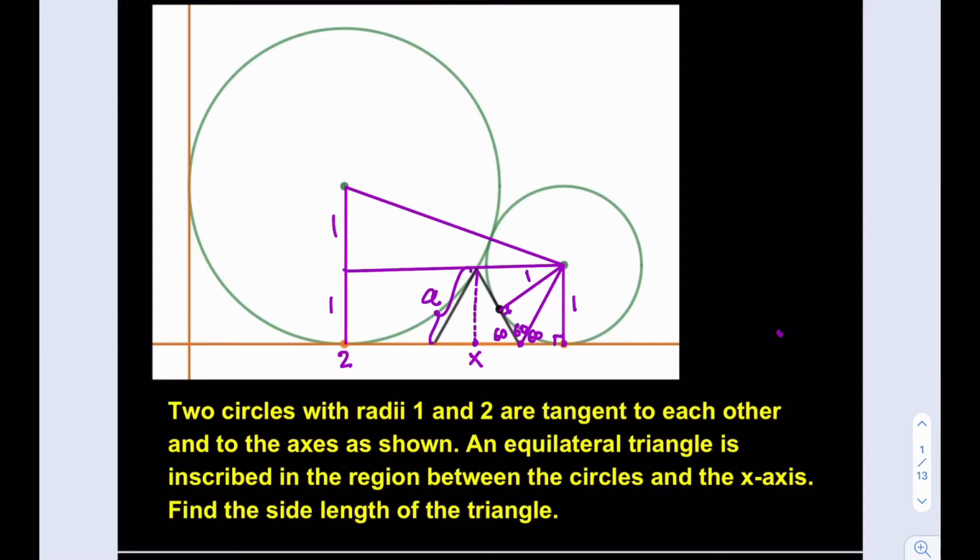What else do we know? We know that this is 2 and this is 1. So we have a right triangle whose hypotenuse is 3 and one of the legs is 1. From the Pythagorean theorem, this is going to be 2 root 2. So the x-coordinate of the smaller circle is going to be 2 plus 2 root 2.